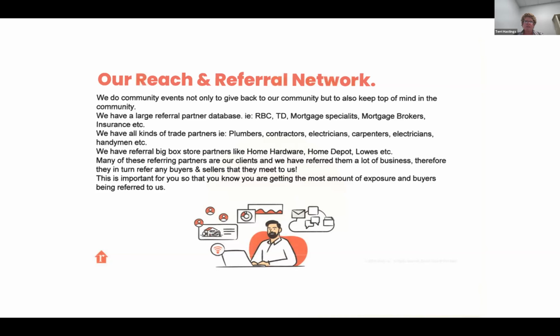So this is important, again, to have a very strong referral network. We've worked hard to create that network. A lot of them are actually our clients already, and in turn, we give them business, they give us business. It really is, like they say, all about who you know. So we're very proud of our database of referral network.